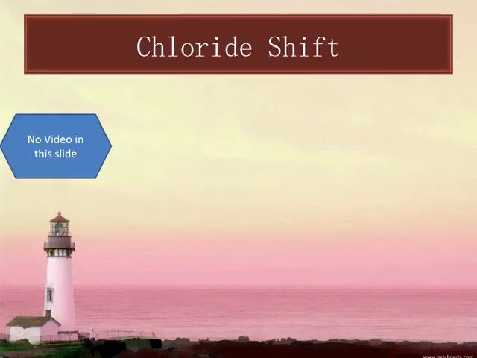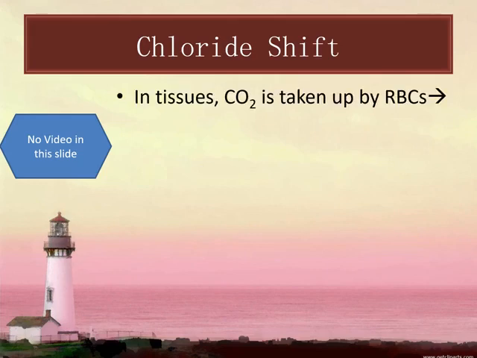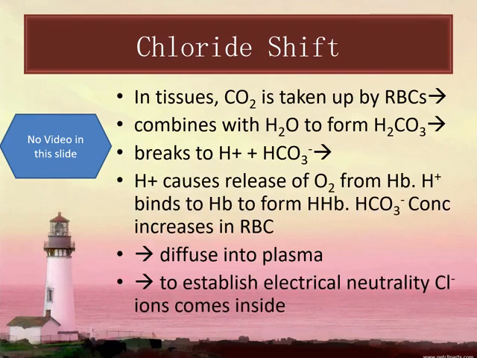So this is the chloride shift. This is one of the factors affecting the oxygen dissociation curve. So what is this chloride shift? I will explain it in the next slide.